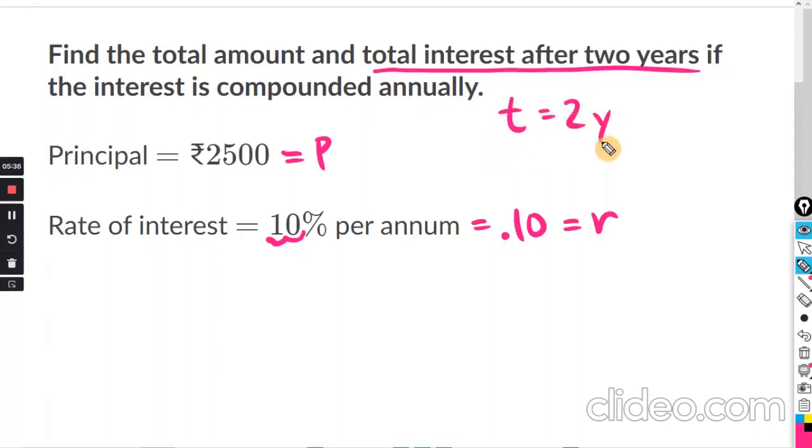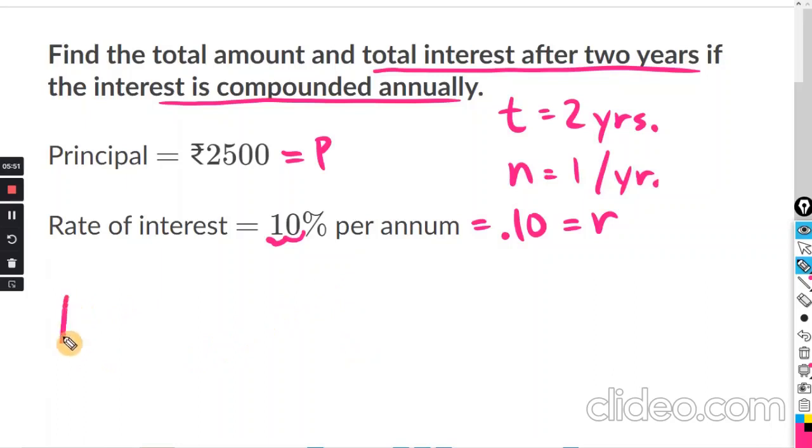So the time T is 2 years. And the interest is compounded annually, that's once per year. So the number of periods is just 1 per year. Basically, N is just 1. So this one's very easy.